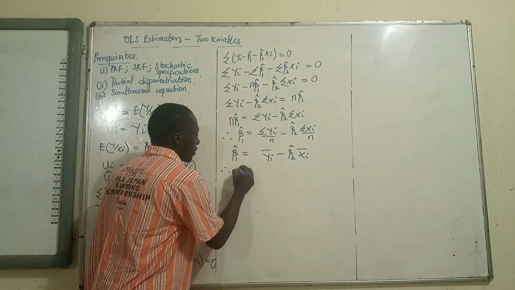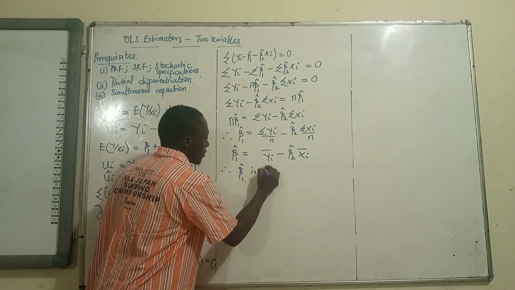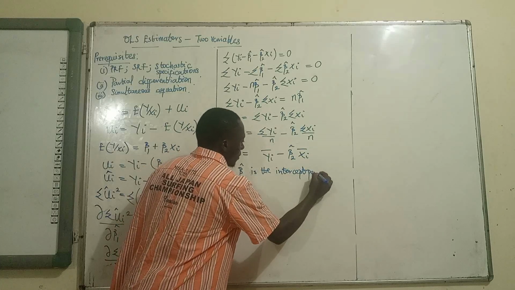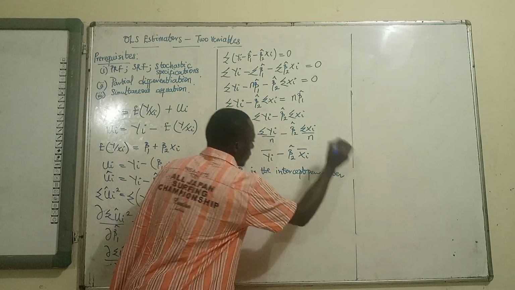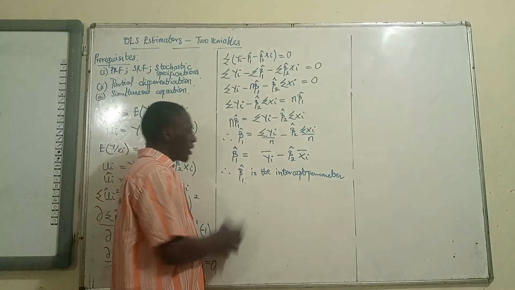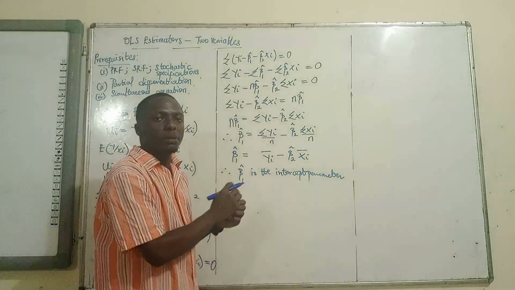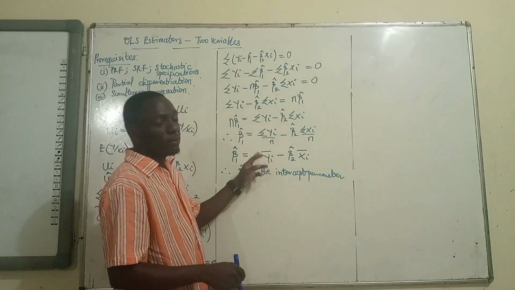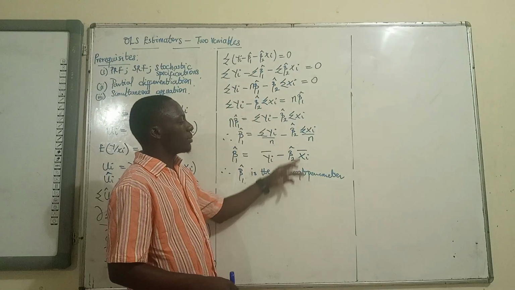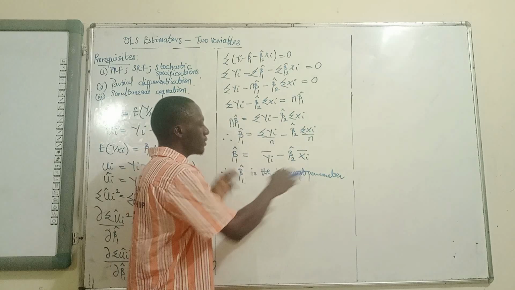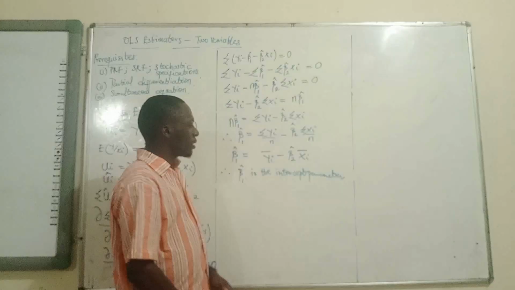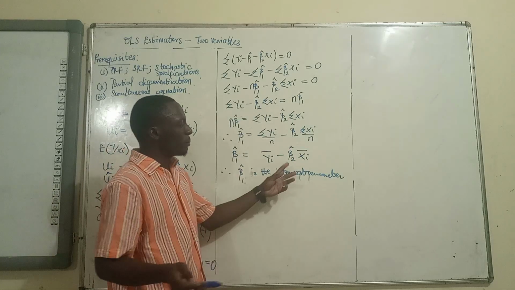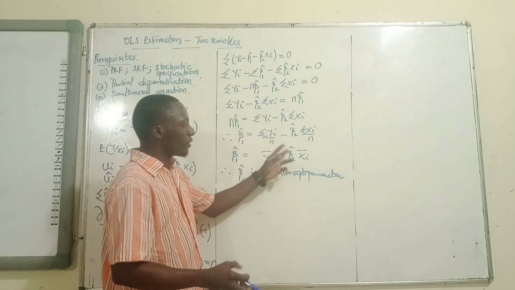So beta 1 cap is the intercept parameter. So this is how we derive the intercept parameter. Therefore, we have beta 1 cap, which is the intercept parameter. We have its value as y bar, the mean of y, minus beta 2 cap, the mean of x. So you of course see from here that the value of beta 1 cap is also dependent on beta 2 cap. So we need to proceed to find beta 2 cap.